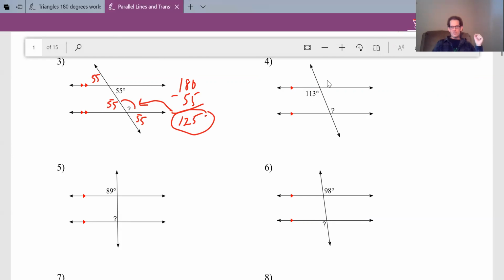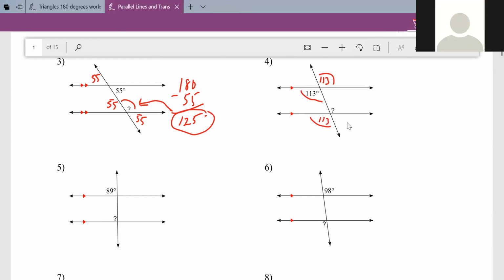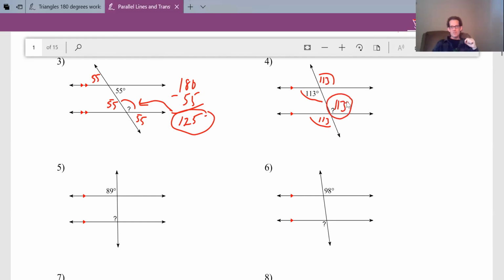So the vertical angle to 113 is this. So that means this is 113. The alternate interior angles, if this is 113, do you see how this angle right here looks just like this angle right here? They're equal. That's 113. You see how this angle here looks like this one? And these are also vertical angles, so this is 113. I didn't have to subtract anything to figure that out. I just used my geometric theorems and I proved which angle was 113.